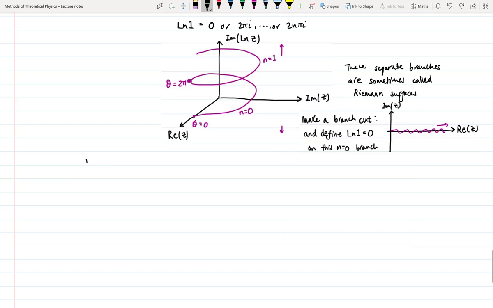As a second example, let's consider f of z is the square root of z minus 1. Well, this is a simple extension of our earlier discussion of the square root of z. The only difference is now z equals 1 is the branch point, where this function is singular. It's a branch point of order 2, while the point itself is unique.